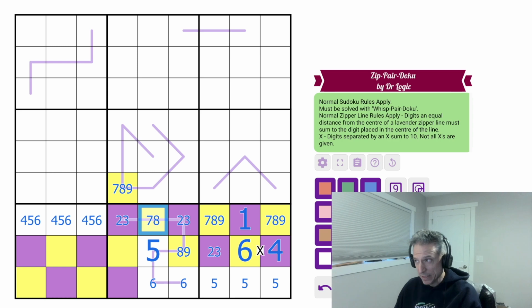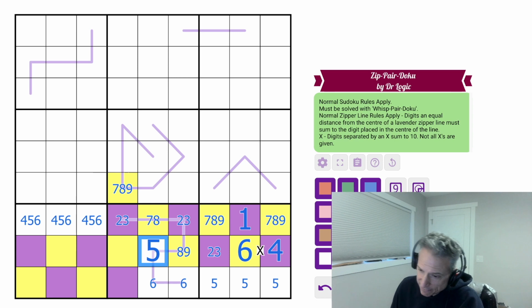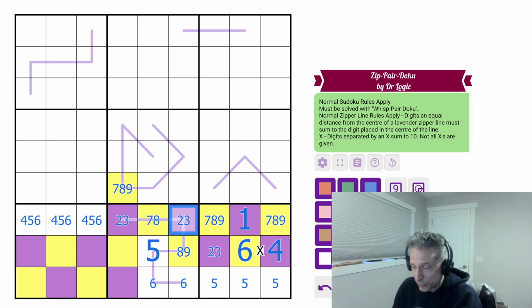Which forces my middle to at least be 8 or 9, because the minimum would be a 7 and you have to add a 1 to it. 7 plus 1 is 8. Now that means that the 5 next to it must equal 8 or 9, but is paired with a 2 or 3. So it can't be a 2, it can't be a 4 because the 4 can't go there. So it must be a 3.